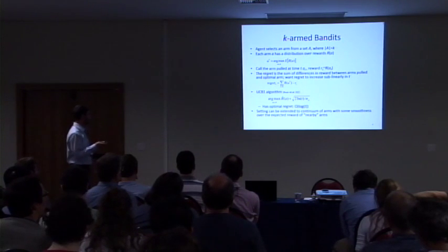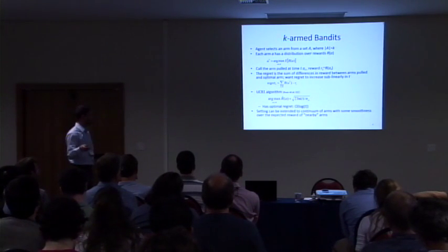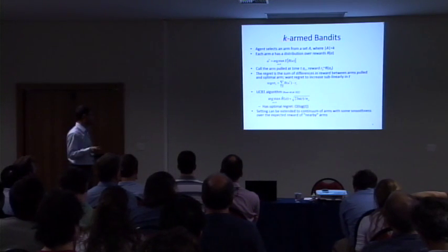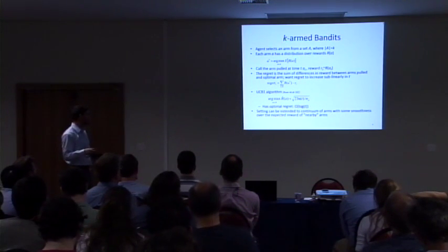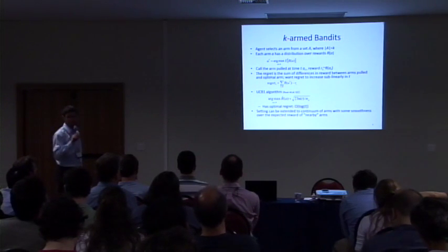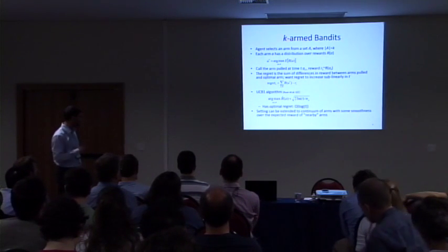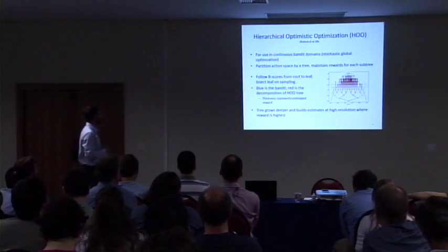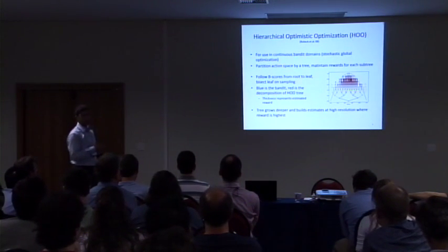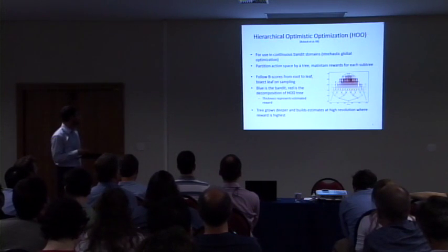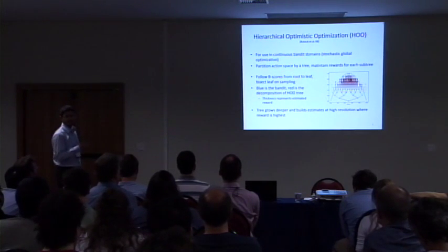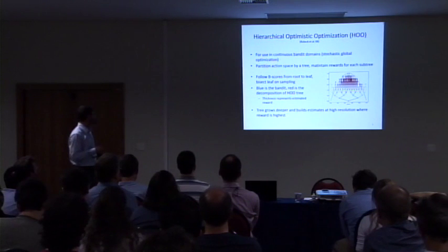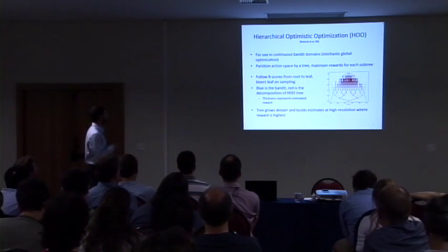We can extend this setting to a continuum, where there's not a finite set of K arms, but some infinite number of arms, and there's some smoothness over the expected rewards of arms that are nearby to each other. Commonly it's assumed to be Lipschitz or Hölder or something like that. The hierarchical optimistic optimization approach is one algorithm designed for the continuous bandit setting. Basically, what it does is stochastic global optimization.